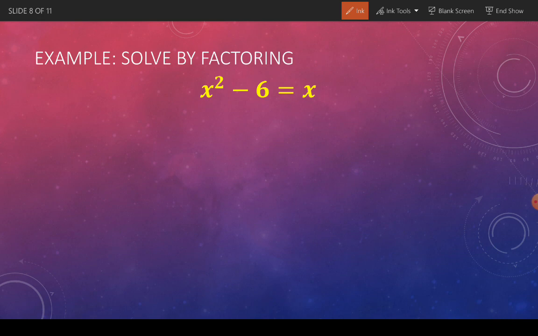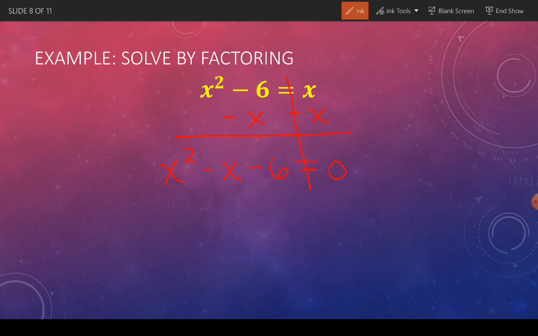The first thing I need to do is write x squared minus 6 equals x in standard form. What that means is I need to subtract my x from the right side to the left side. So x squared minus x minus 6 equals 0. Okay, so now my quadratic is in standard form.